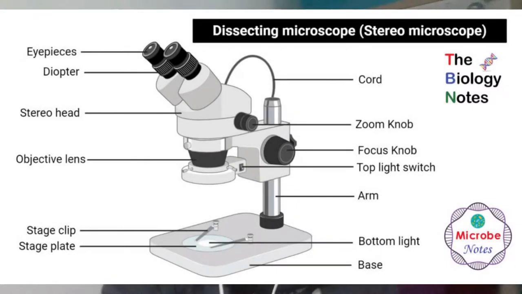Now, here are the body parts of stereo microscope. We have eyepieces, diopter, stereo head, objective lens, stage clip, stage plate, cord, zoom knob, focus knob, top light switch, arm, bottom light, and base. That's all for the body parts of stereo microscope.